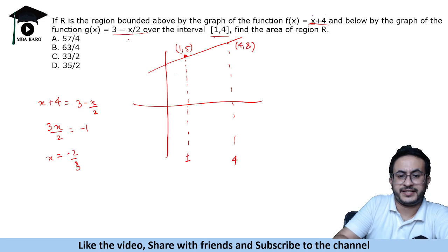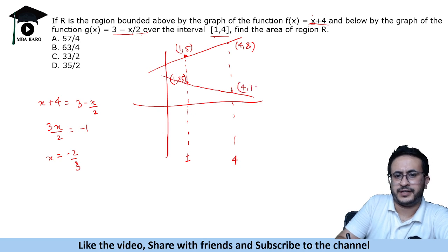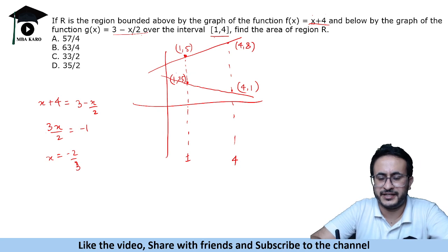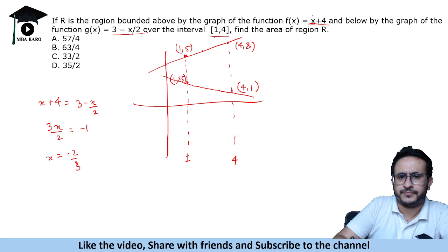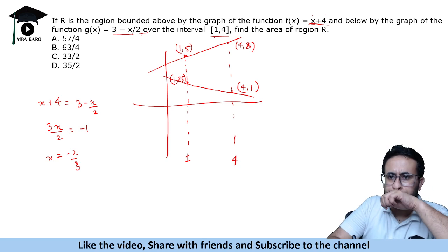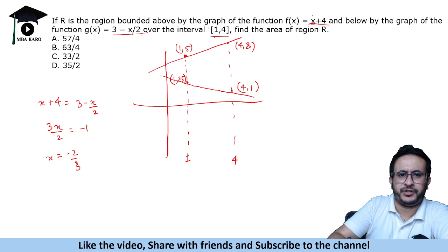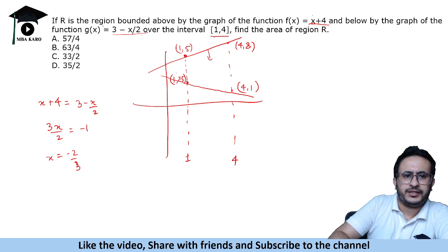And second is 3 minus x by 2. If you put 1, that is 2.5. So at 1 it is 2.5, and at 4 it will be 3 minus 2, it is 1. This is 4, 1, right? So these are the points that we will get. So basically we have to find the region bounded above by the graph of the function. So R is this region.